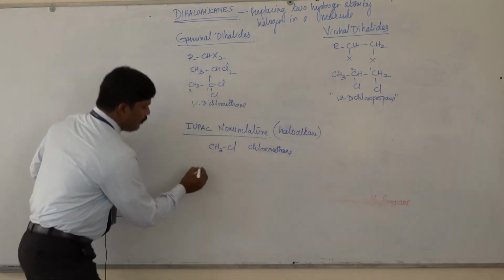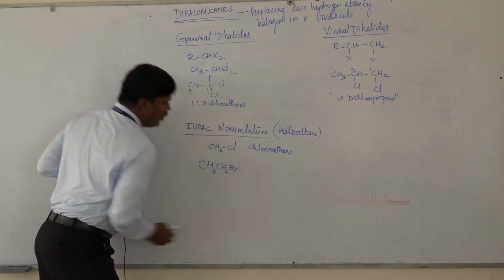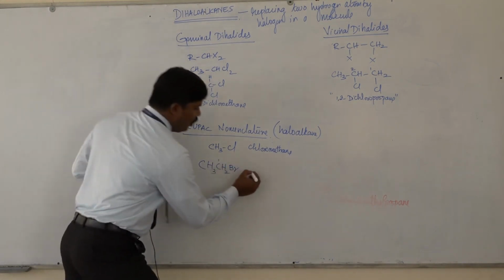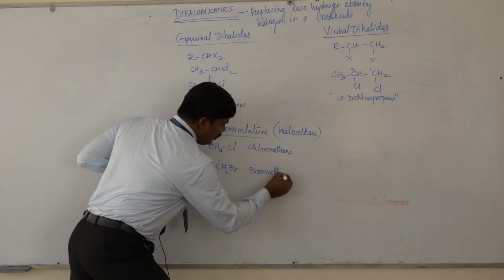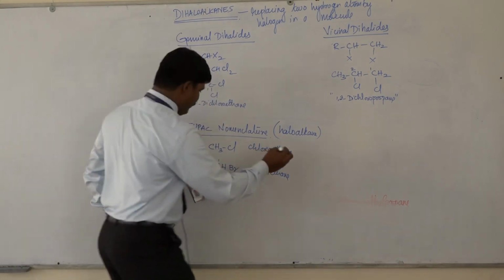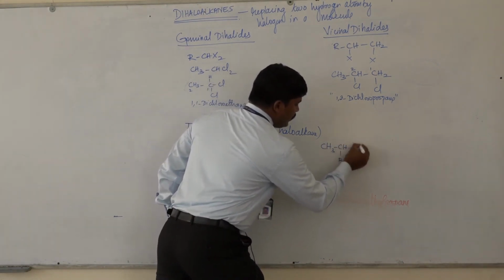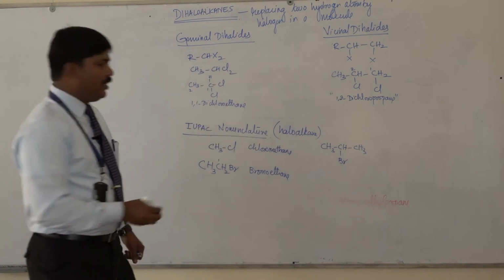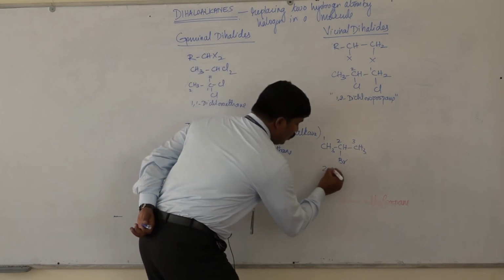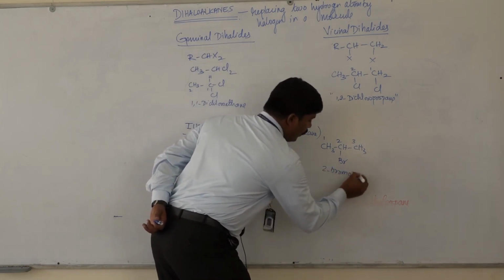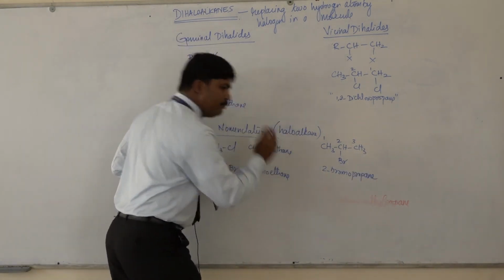Chloro is a substituent. So if I go across to CH3, CH2, Br, the first carbon has bromine here. Therefore, you call it bromoethane. If I take another example, CH3, CHBr, CH3. Here the bromine is on the second carbon. In IUPAC nomenclature, we call it 2-bromopropane. So the name halo always should come before the root word.